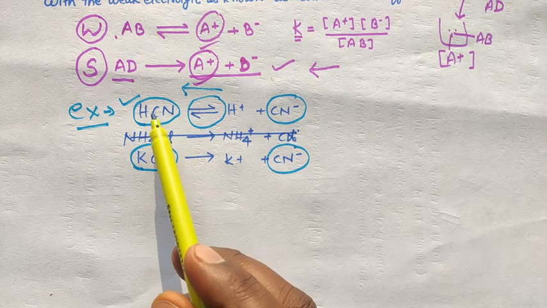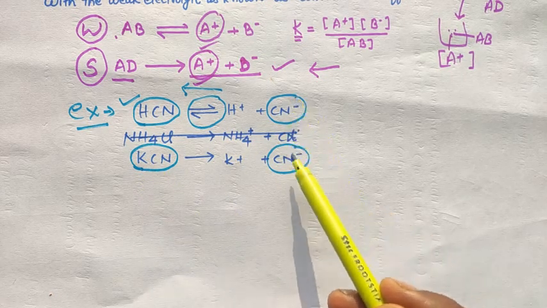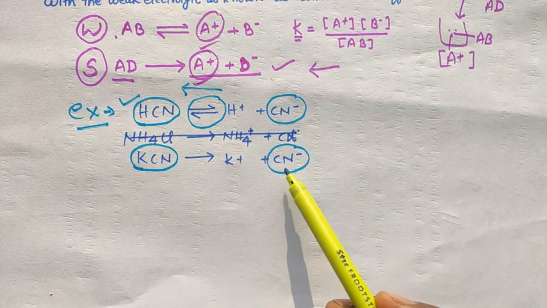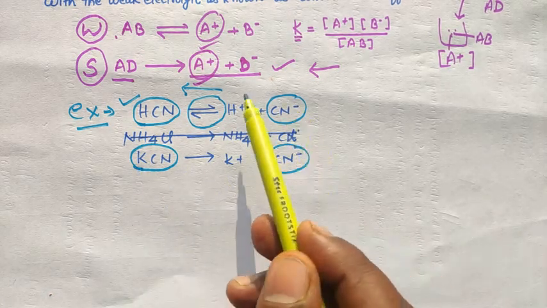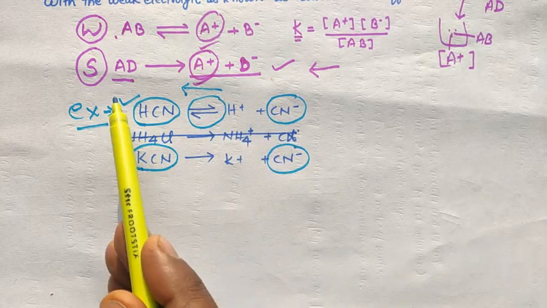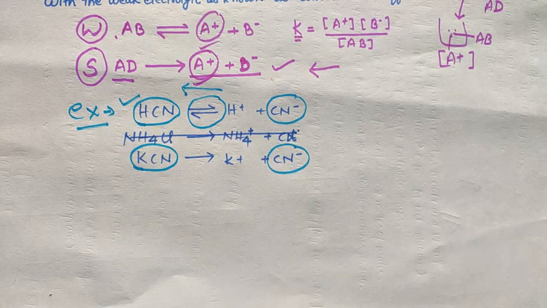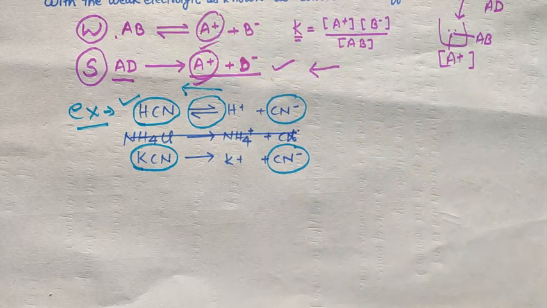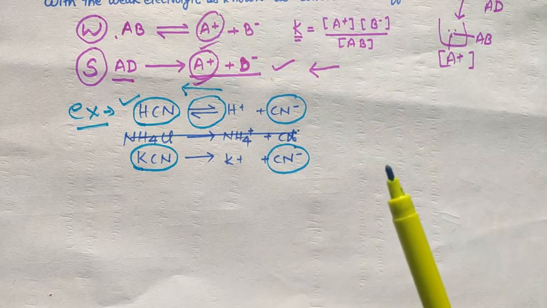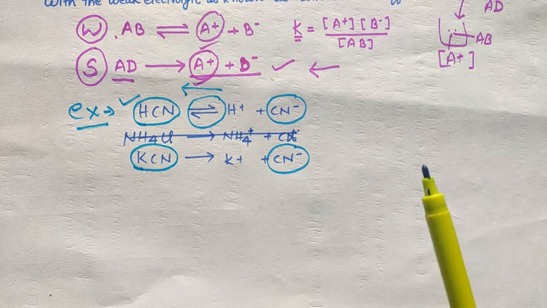As you know, this is the weak electrolyte, but after adding this strong electrolyte with the common ion, Cl- is also available there. The concentration of Cl- will increase through this strong electrolyte. To maintain equilibrium, it will shift in the backward direction. That's why this effect is known as the common ion effect. The decrease in ionization of a weak electrolyte by the addition of a strong electrolyte having an ion common with the weak electrolyte is known as the common ion effect.